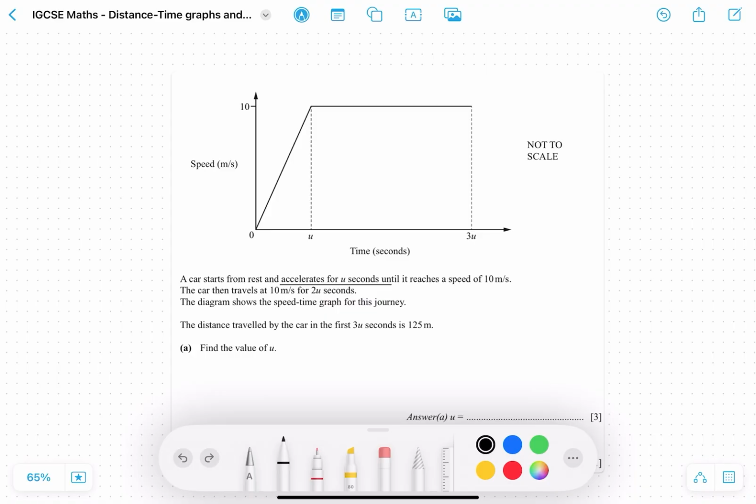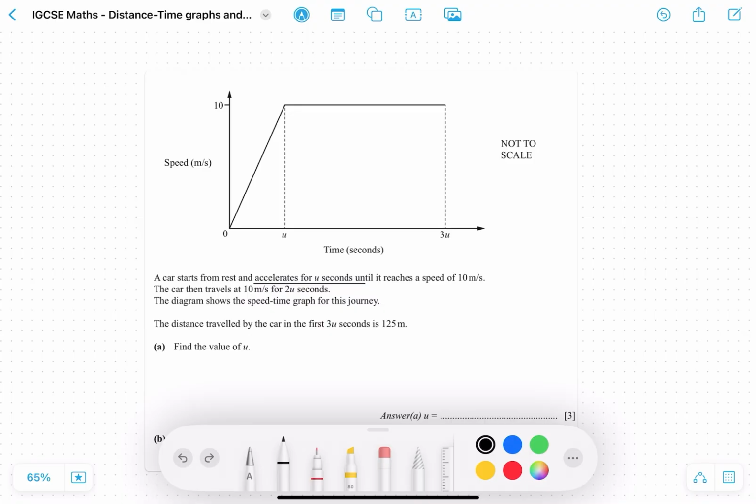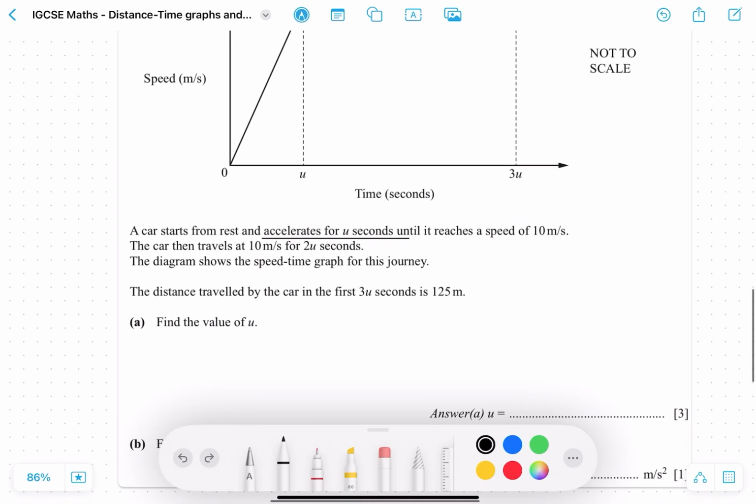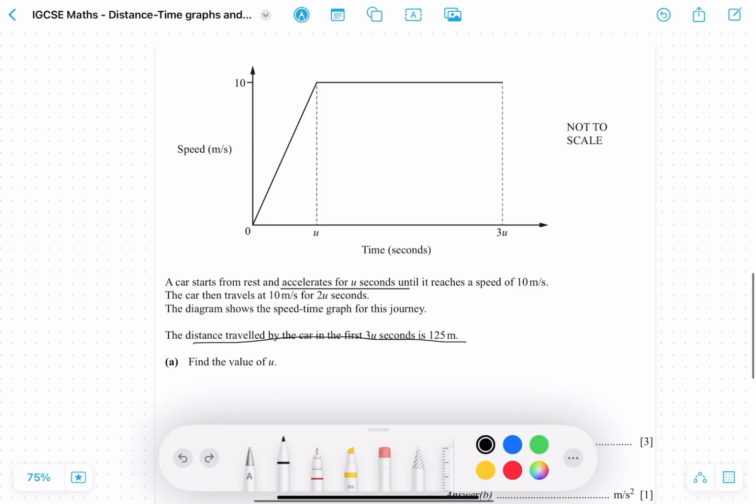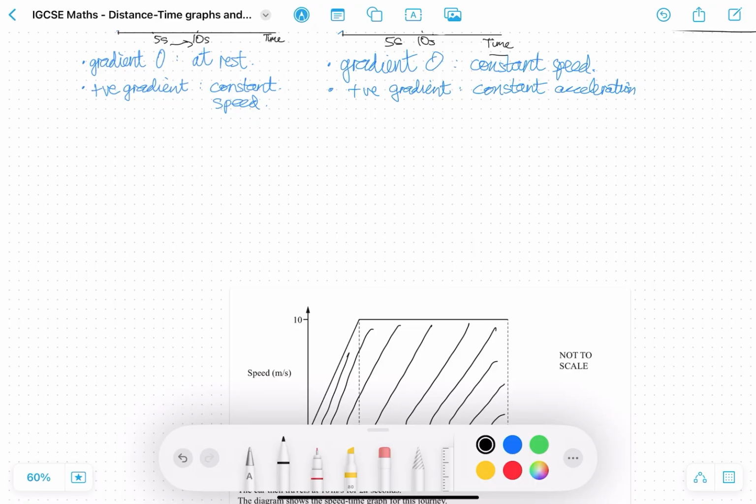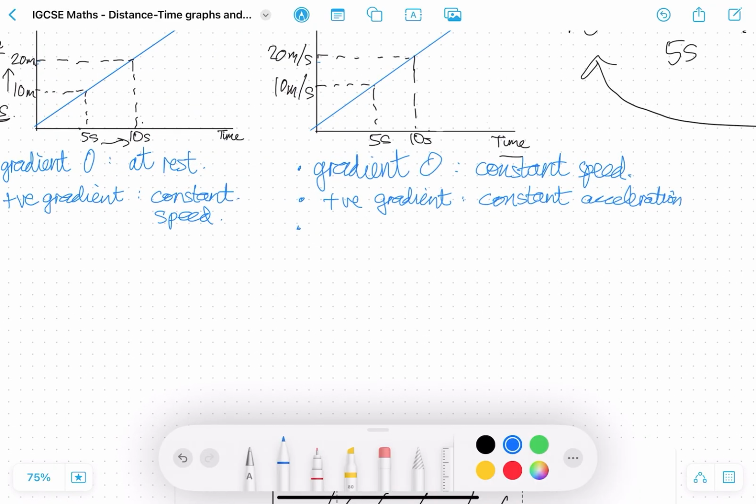It then travels at a constant speed of 10 meters per second. Remember, a flat line indicates a constant speed on a speed time graph, for 2u seconds. The distance traveled by the car in the first 3u seconds is 125 meters. So within this time, it has traveled 125 meters. And one more important part of a speed time graph is that the area underneath the curve represents distance traveled. Let me add that up here. Area under a curve gives us distance traveled.